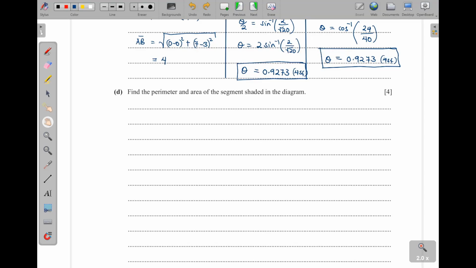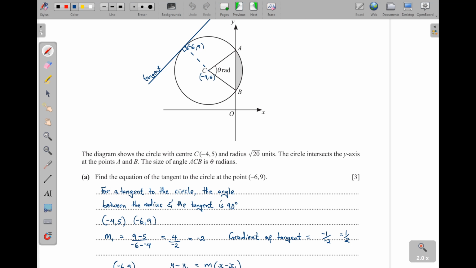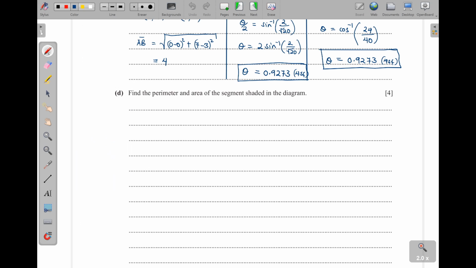Now, part D, find the perimeter and the area of the segment shaded in the diagram. So let's go back and check. The perimeter of this segment here, we need AB, which we have already gotten, okay? Then we need this arc here. Already we know this angle. You see that? So we are going to have perimeter. Remember, it is the sum of all the lengths around the shape.